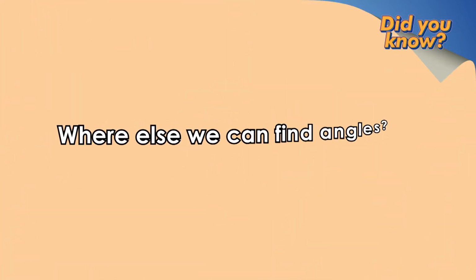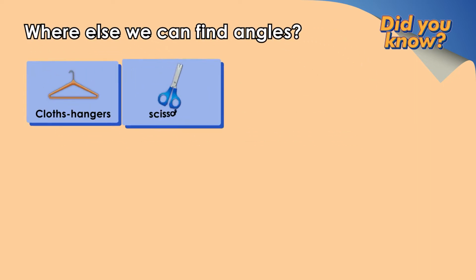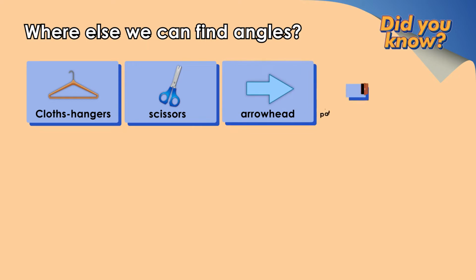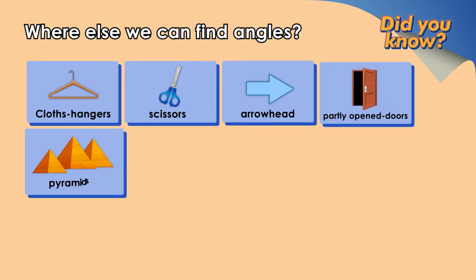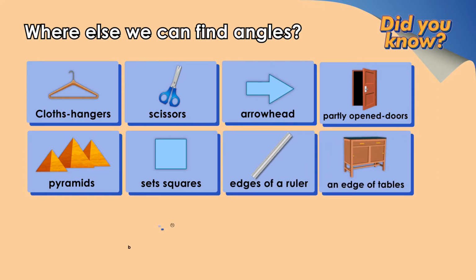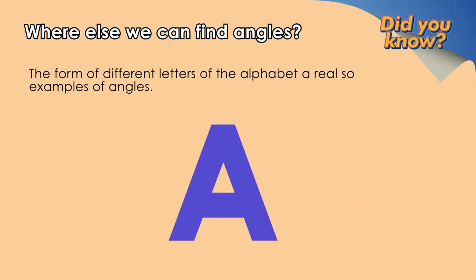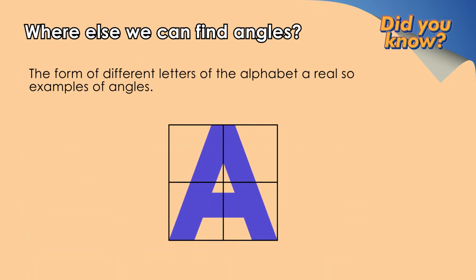Where else can we find angles? Cloth hangers, scissors, arrowhead, partly open doors, pyramids, set squares, an edge of a ruler, an edge of tables, bicycle spokes, and wheels are examples of angles in real life. The form of different letters of the alphabet are also examples of angles.